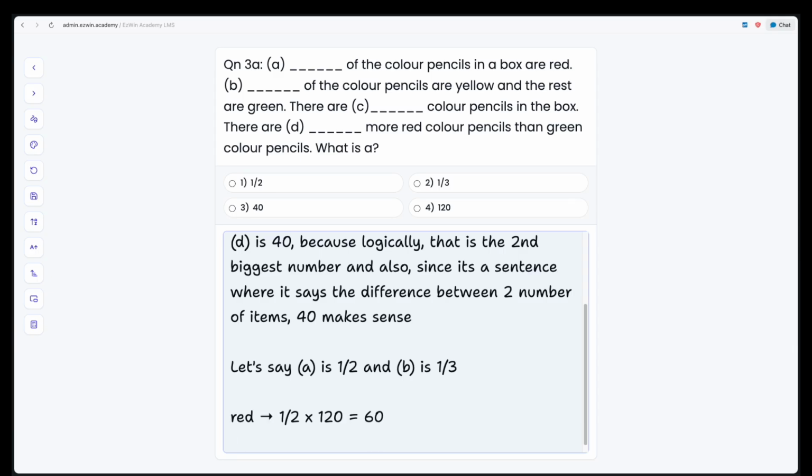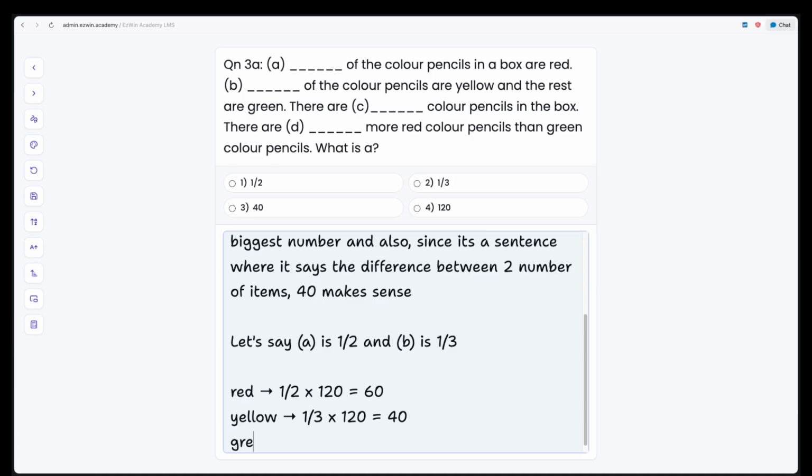So that means yellow is equal to 1/3 times 120, which is 40. Okay, and the rest are green. So green is basically 120 minus 60 minus 40, which is equal to 20.